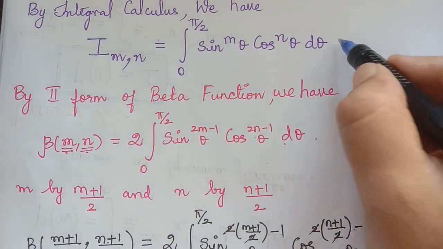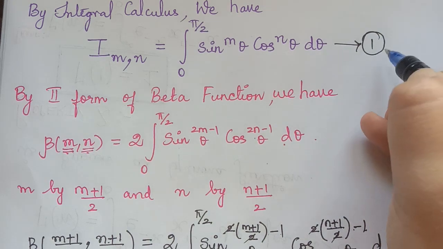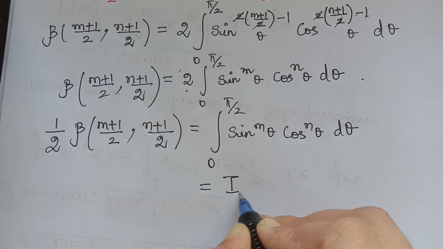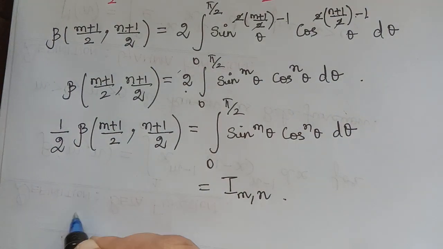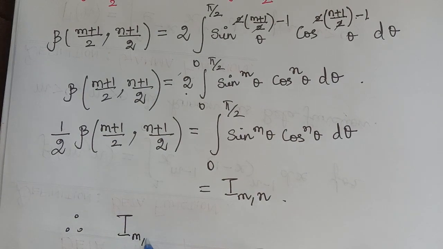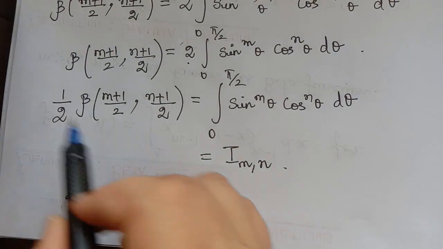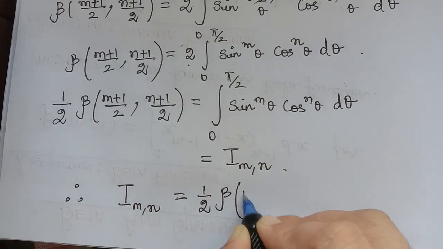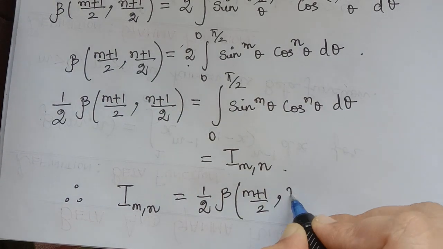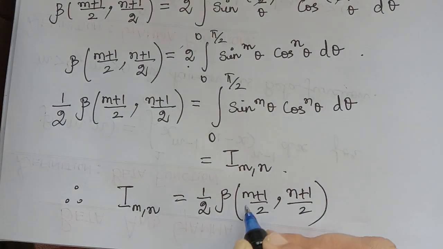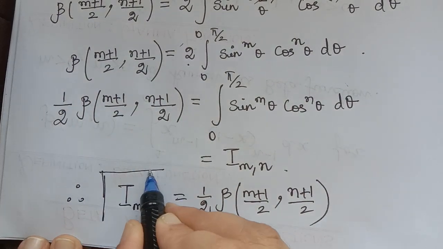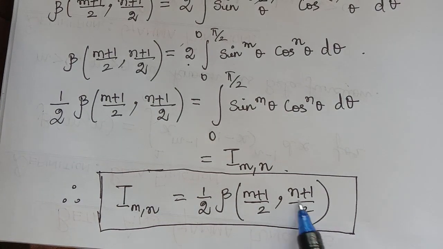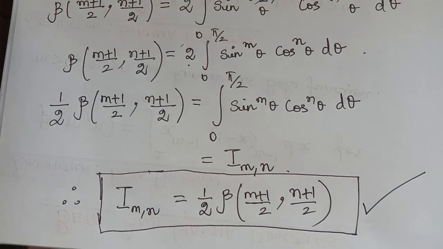So if we mark this as equation 1, we can say that from equation 1, this integral is equal to I m comma n. So therefore, we obtain I m comma n to be equal to this value, that is 1 by 2 of beta of m plus 1 divided by 2 comma n plus 1 divided by 2. So therefore we have proved that I of m comma n is equal to 1 by 2 of beta of m plus 1 by 2 comma n plus 1 by 2. That is, we have proved property 7.